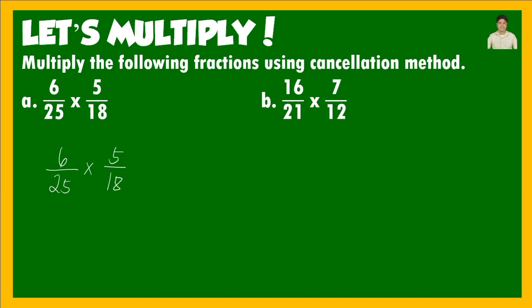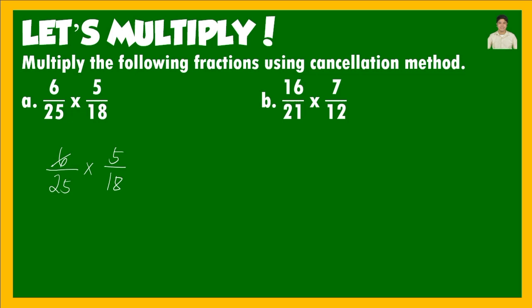Ayan. And then, cancellation method, kailangan yung ika-cancel natin isang numerator at isang denominator. So, hindi natin sila pwedeng i-cancel kung wala naman po silang common factors. Like, for example, 6 and 25, they do not have common factor. So, ang pwede nating i-cancel out dyan is yung 6 tsaka yung 18. So, what is the greatest common factor of 6 and 18? So that is 6.